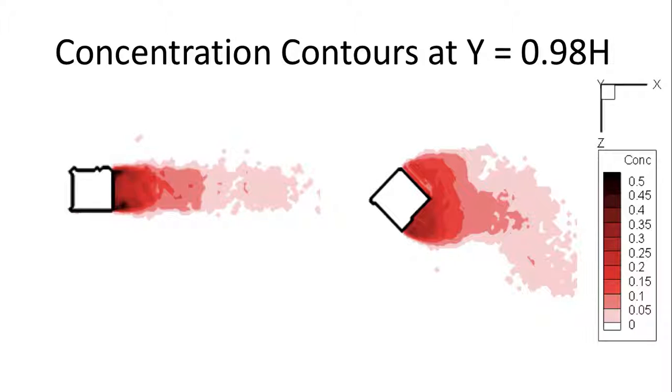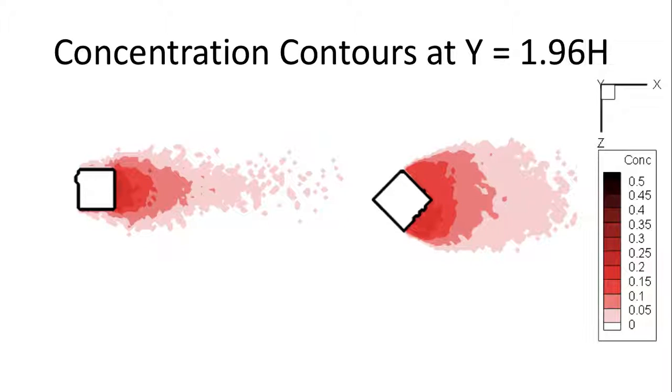At y equals 0.98, we can still see in the 45-degree case the effect of the geometrical dispersion, but when we hit y equals 1.96h, which is around 2h, so considerably above the height of the short buildings, the concentration characteristics are almost similar. It shows this plume, which is contained within the wake of the tall building.